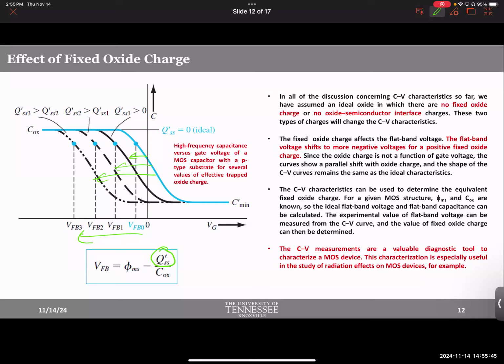Okay. So if you're an engineer, you go to the lab, you measure CV, you know the CV should look like this, but it looks like this instead. So based on the difference, you could use some maths and some equations and calculate how much fixed charge is there, and you could put it in and calculate flat band voltage. Done. Now you have more accuracy, more predictability.